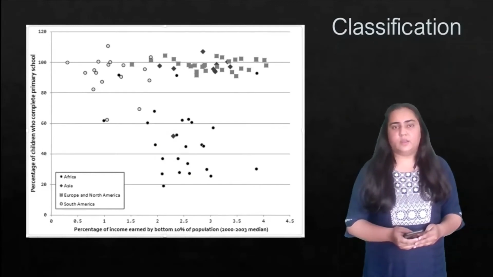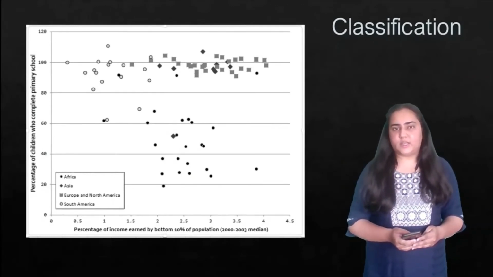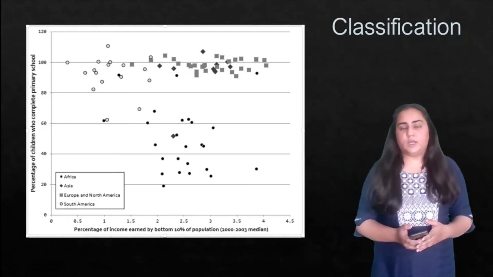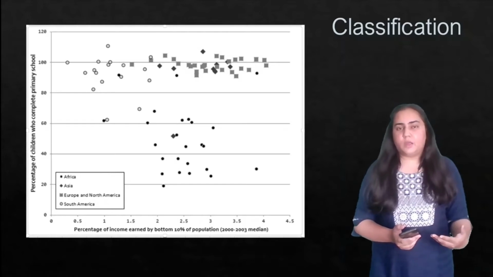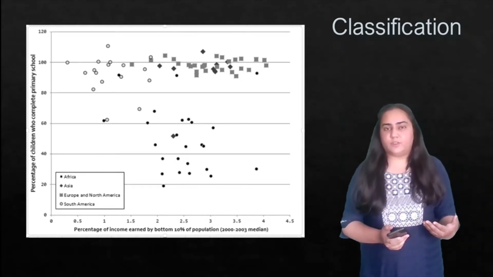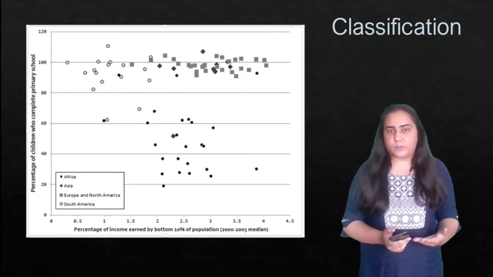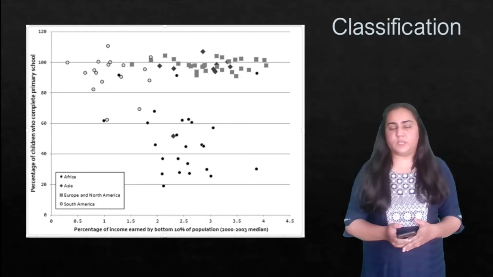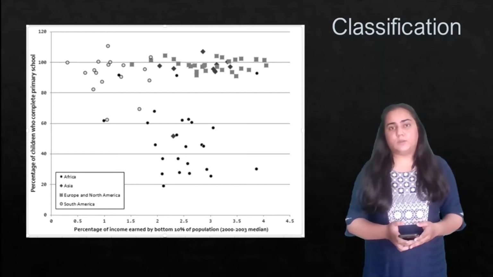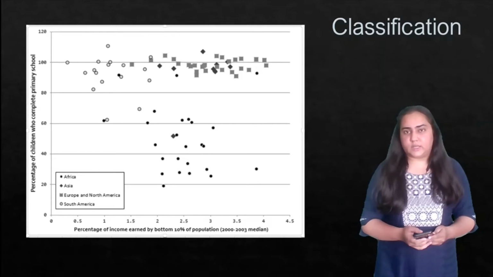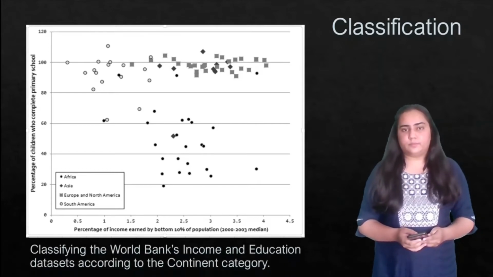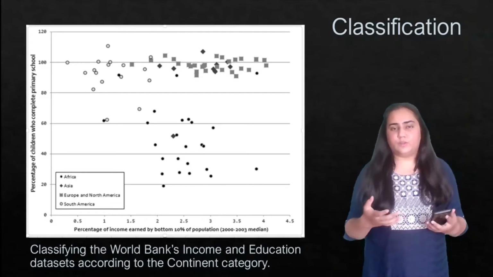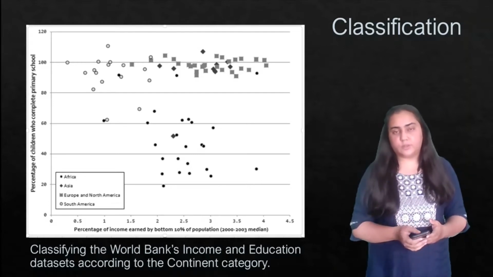Now, once again, this is the dataset that we saw earlier in the previous video on clustering, which shows in each country the percentage of income of the bottom 10% population, and also the percentage of children finishing primary school education. So this is the scatter plot for the same dataset. And once again, we are going to find out how classification is performed on the same dataset.